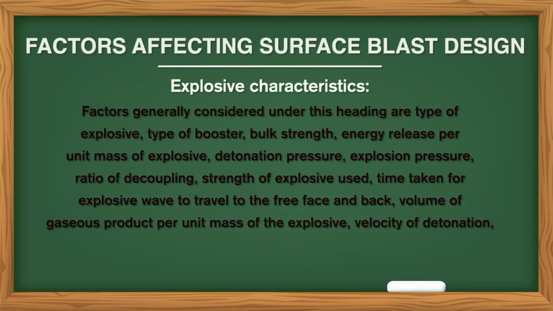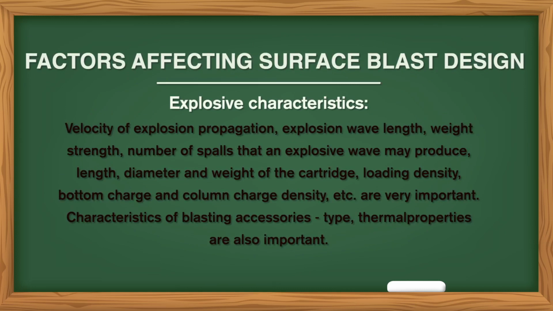Factors generally considered under these headings are type of explosive, type of booster, bulk strength, energy release per unit mass of explosive, detonation pressure, explosion pressure, ratio of decoupling, strength of explosive used, time taken for the explosive wave to travel to the free face and back, volume of gases produced per unit mass of the explosive, velocity of detonation, velocity of explosion propagation, explosion wavelength, weight strength, number of sparks that an explosive wave may produce, length, diameter and weight of the cartridge, loading density, bottom charge and column charge density, etc.